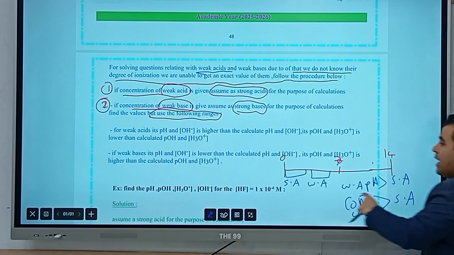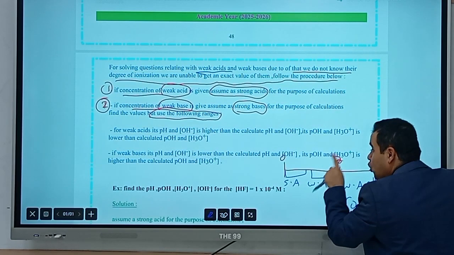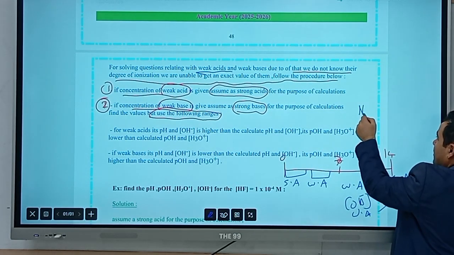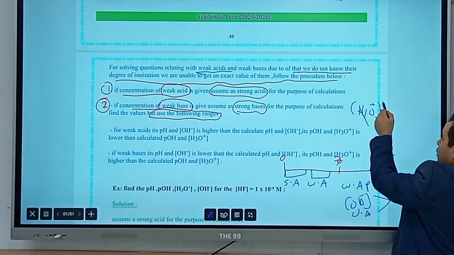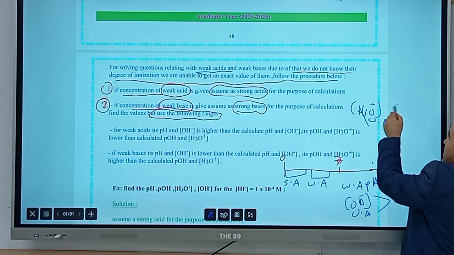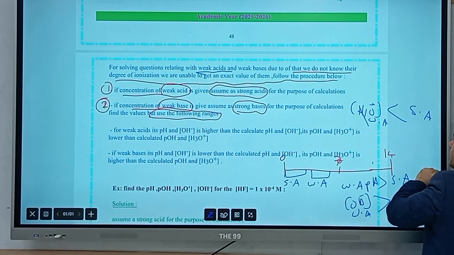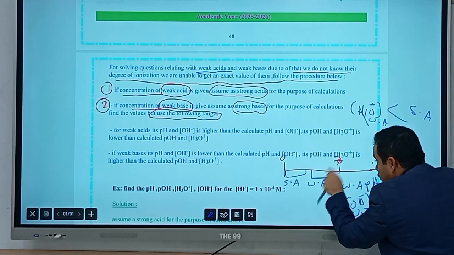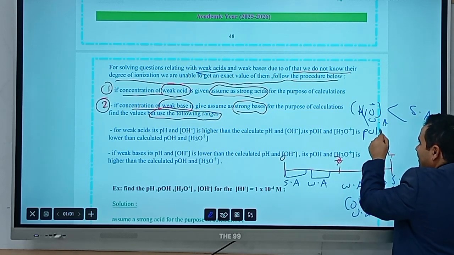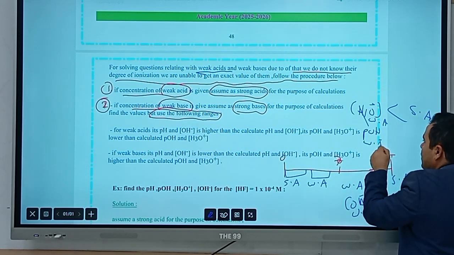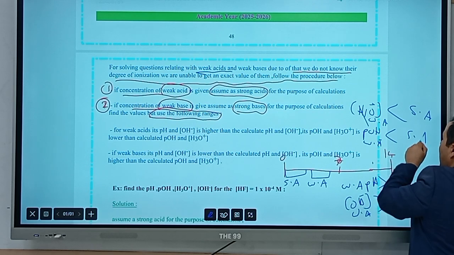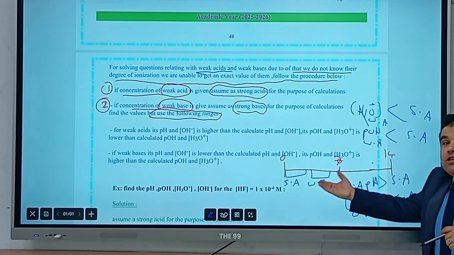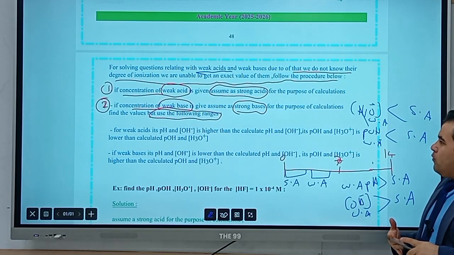But if we compare the hydronium of the weak acid, it's lower than the strong acid. And the pOH as well. The pOH of the weak acid is lower than the strong acid's pOH. So by using this, you'll be able to solve the questions.